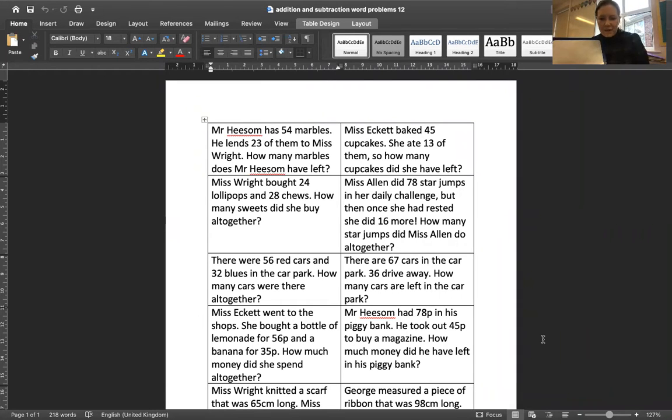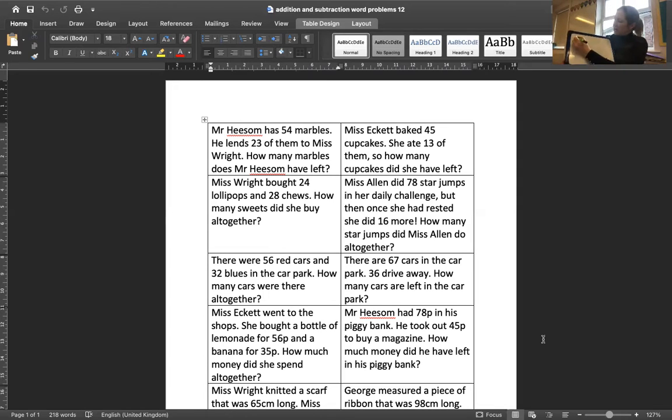Miss Allen did 78 star jumps in her daily challenge, but then once she'd had a rest, she did 16 more. Well done, Miss Allen. How many star jumps did Miss Allen do altogether? So if she had 78 star jumps to begin with, and then she did even more, I don't think that could be a takeaway, children, could it? So I think this time it must be an add. The number's going to get bigger because Miss Allen did even more star jumps.